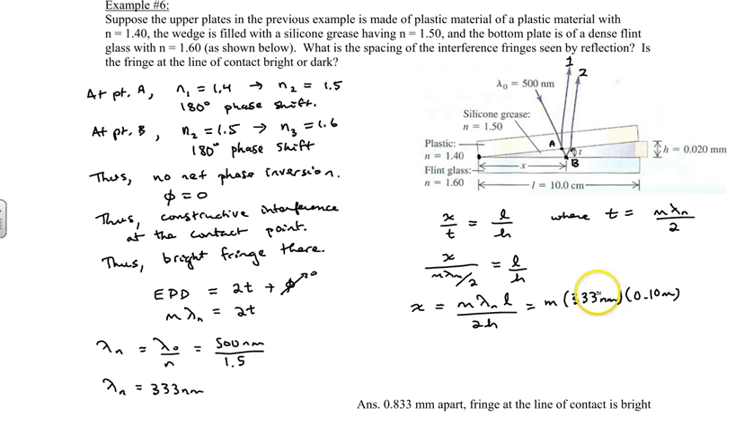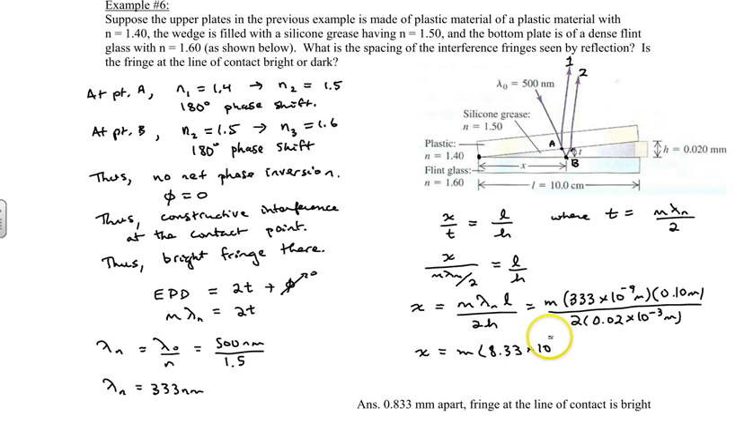Oh, we need to change this into nanometers, so let me modify that. I keep on forgetting to do that. Then divide by 2 times h, which is 0.02 millimeters, so that's 10 to the power negative 3 meters. And so you will get x equals m times 8.33 times 10 to the power of negative 4 meters, or that's x equals m times 0.833 millimeters. So that means that these fringes are going to be 0.833 millimeters apart. That's the bright fringes, or the dark fringes in that case as well. Okay, and that's it for example number 6.